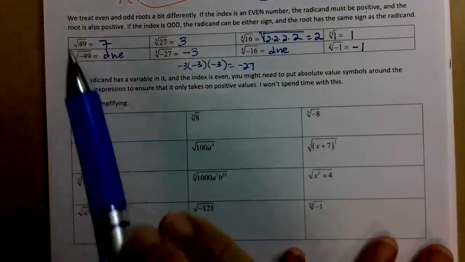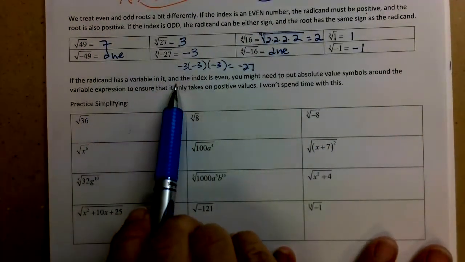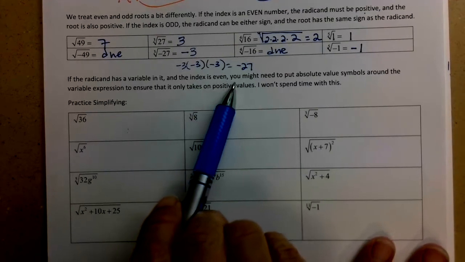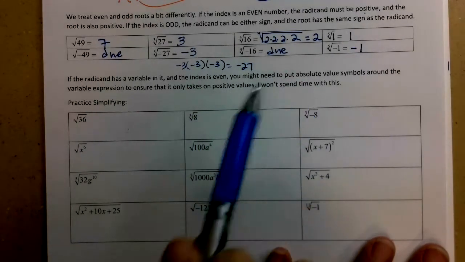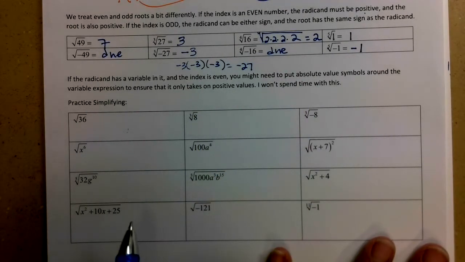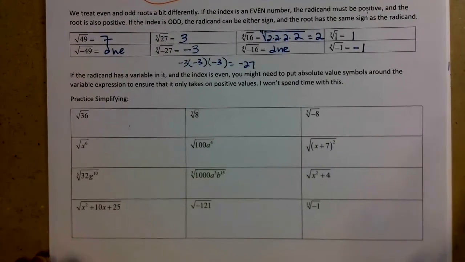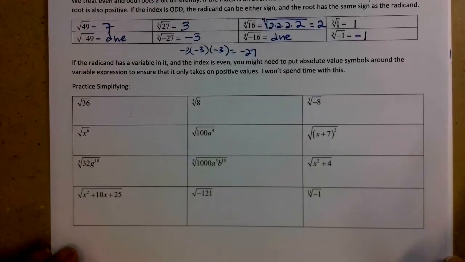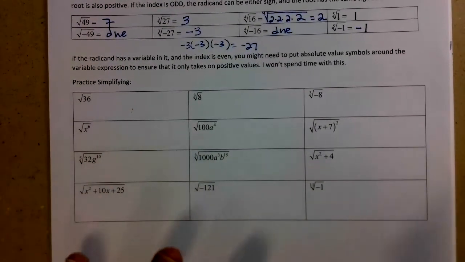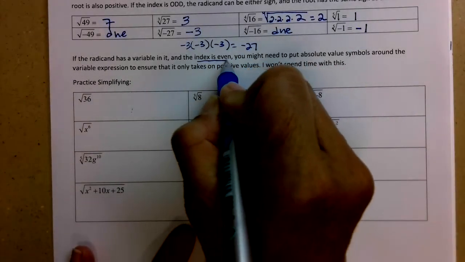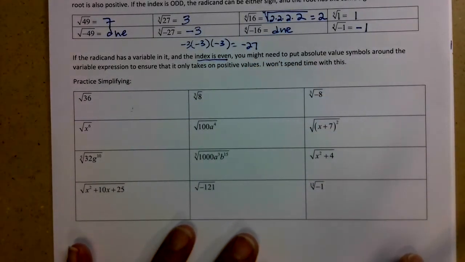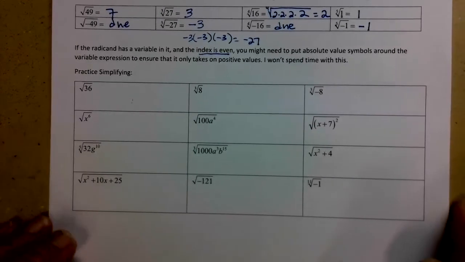So, finally, if the radicand has a variable in it and the index is even, you might need to put absolute value symbols around the variable part of the expression to ensure that it only takes on positive values. Now, I'm not going to spend time on this, but maybe if you're working in an online homework system, you'll have to be aware of that. It only makes a difference if the index is even and you have a variable in there. Okay, so we're just going to practice simplifying.